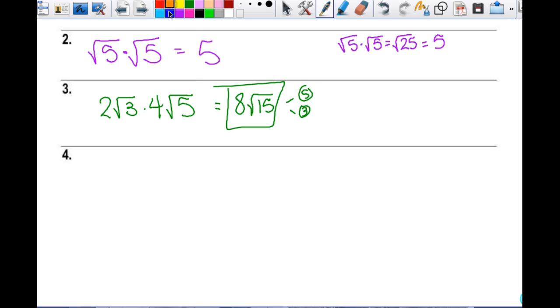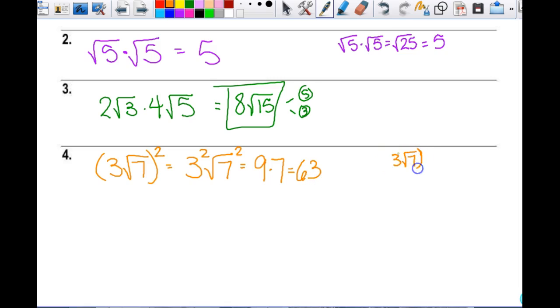So what if I have 3 times the square root of 7, squared? It's what? There's a power of a product rule that says that this is 3 squared times the square root of 7 squared. What's 3 squared? 9. What's the square root of 7 squared? 7. So the answer is 63. This is the same thing as 3 times the square root of 7 times 3 times the square root of 7, right? So 3 times 3 is 9 times 7, you get the 63.